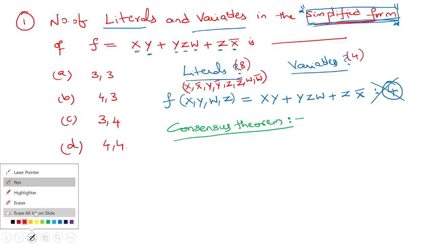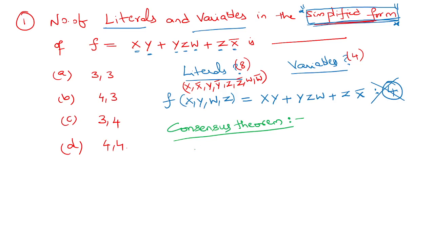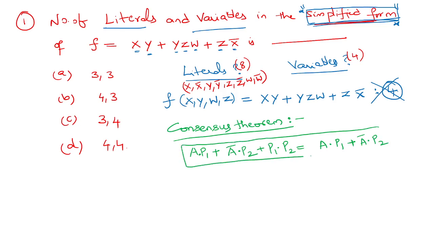So let's look at the question. So the consensus theorem says, if a Boolean expression is in this form, a p1 plus a bar p2 plus p1 p2, it is equal to a p1 plus a bar p2. This is the consensus theorem. Proof is very easy, straightforward. I don't want to solve it. Okay.